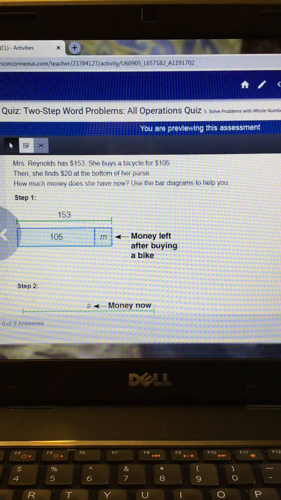Now ready to begin 5.3.8 quiz 2-step word problems. Please make sure that you have a piece of scratch paper, or you can use the little notepad up here to do your work.